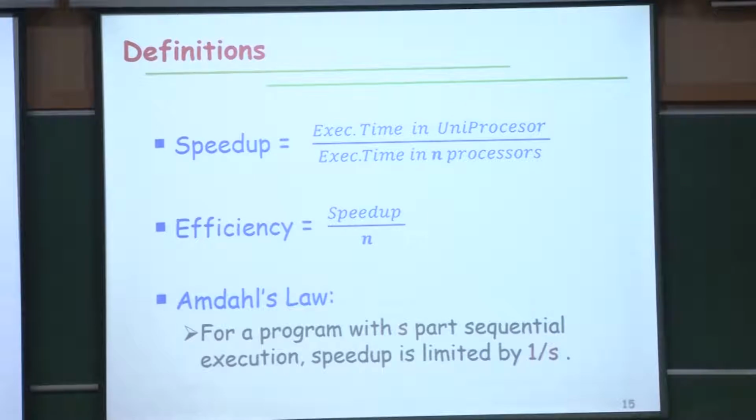We have to keep this in mind, because when you parallelize a program, you essentially have to make sure that the sequential part of it is reduced as much as possible. Because if 10% of your program is sequential, then you are not going to get a speed up greater than 10. That is really what Amdahl's law is all about.